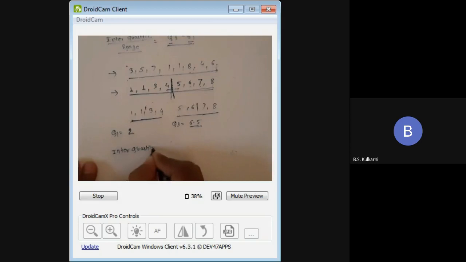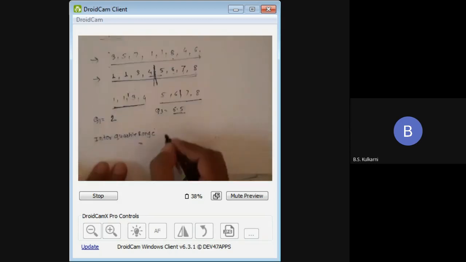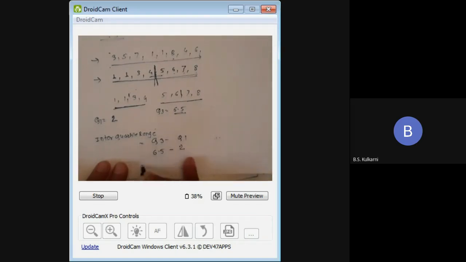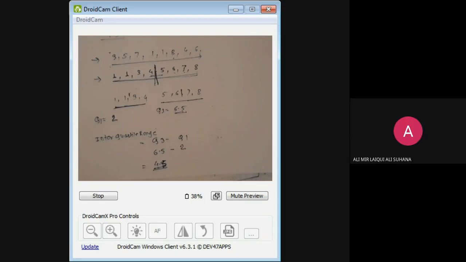Interquartile range is equal to Q3 minus Q1. अब यहाँ पे आ रहा है Q3 6.5 और Q1 आ रहा है 2, और इसका आंसर आता है 4.5. So 4.5 is the interquartile range. समझ में आया या फिर से समझाऊं? सर फिर से समझाइए ना.